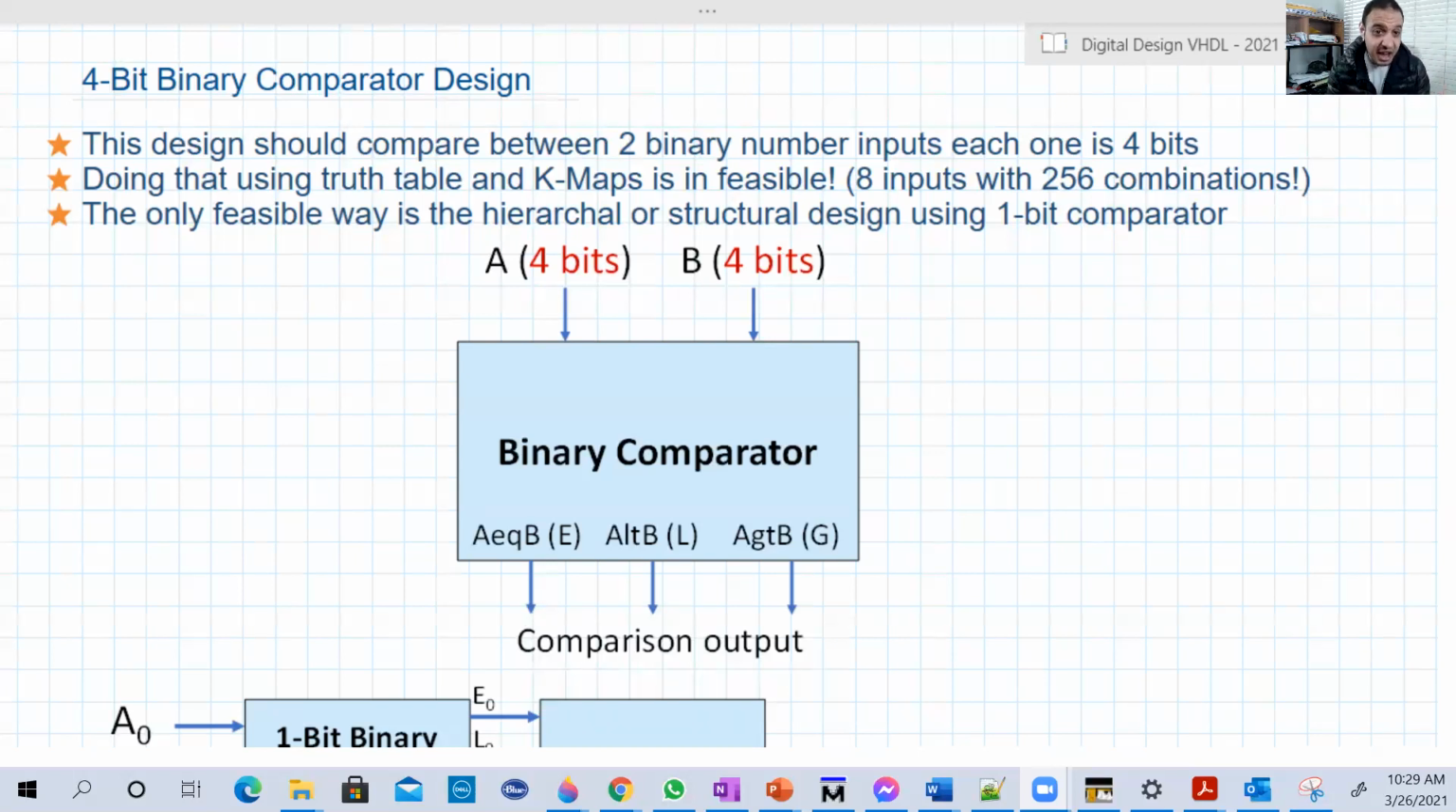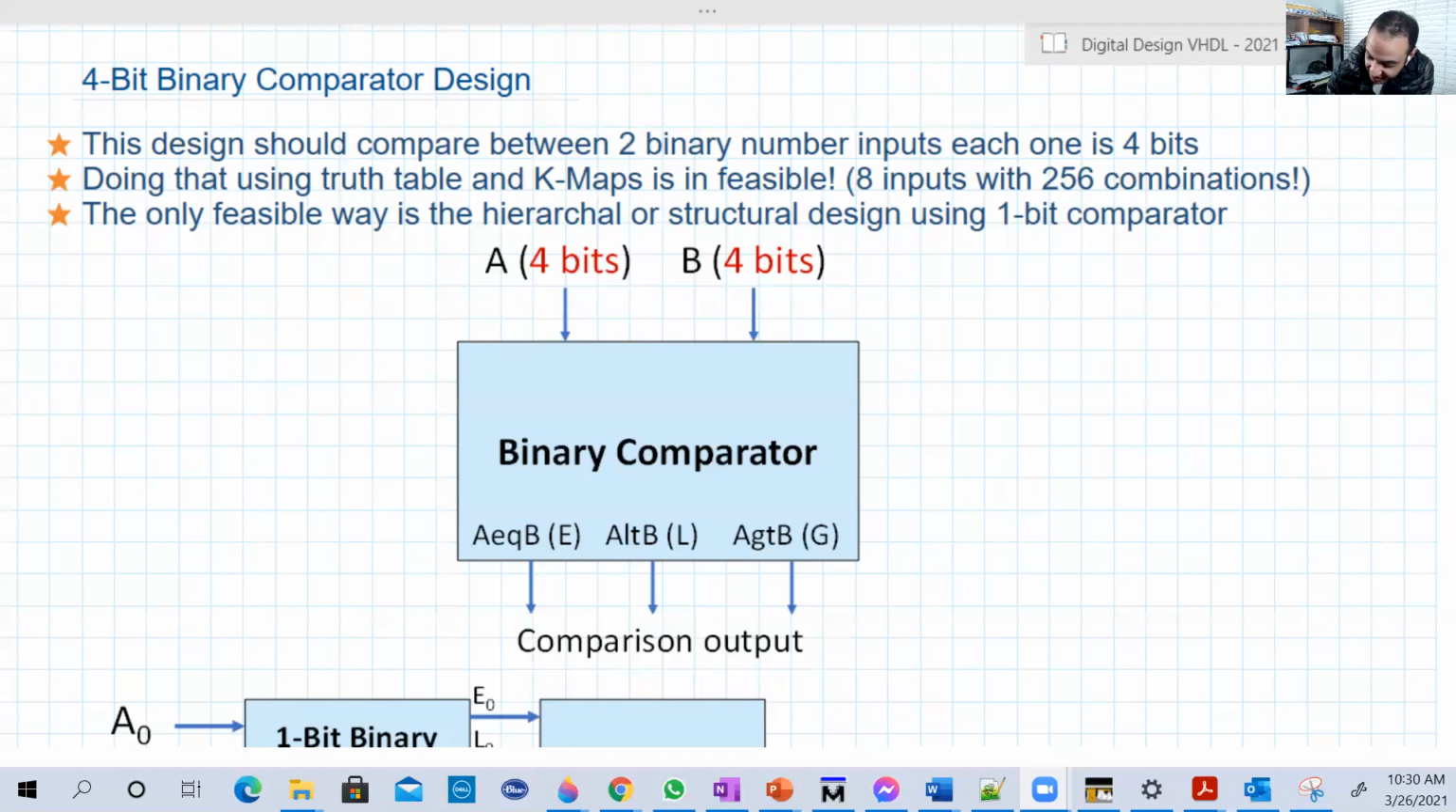Let's see how. We built the 1-bit comparator using the truth table. We expressed the output in each case, for each combination of the inputs, and built a Karnaugh map. It was really easy, so let's do the same here. You have two inputs, but each input is 4 bits. So in total you will have 8 inputs.